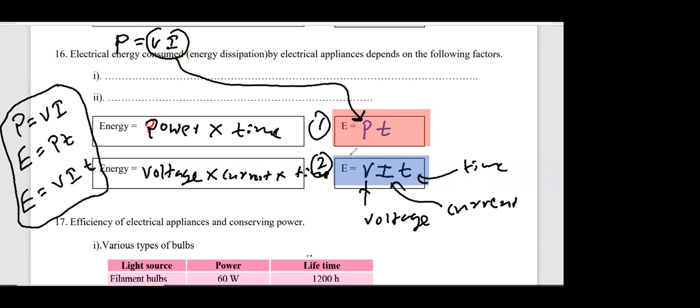So what is the energy you get? The answer you get is in joules. You get the final answer in joules, capital J.